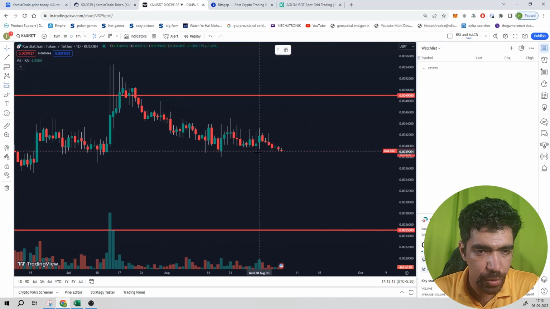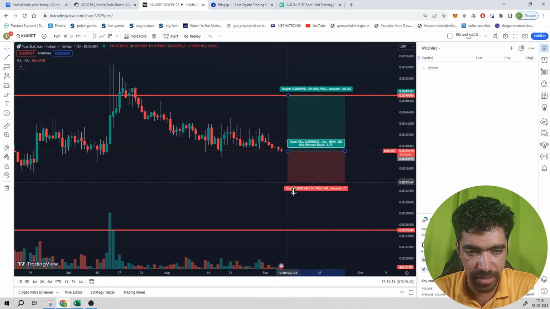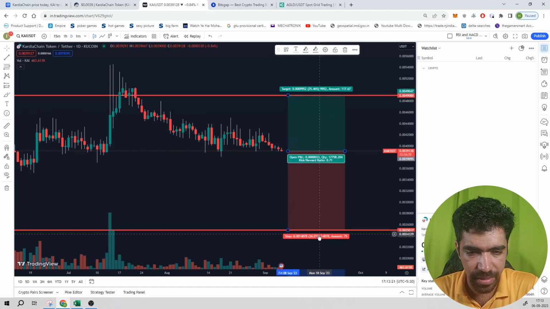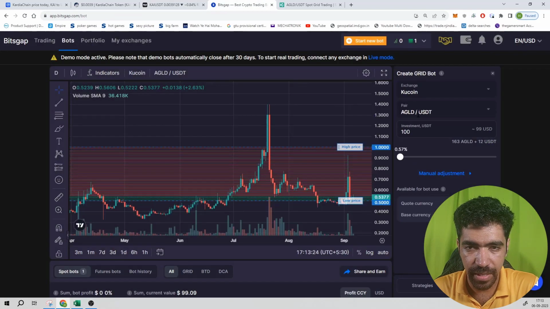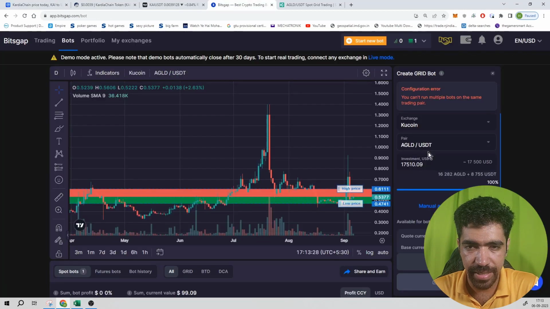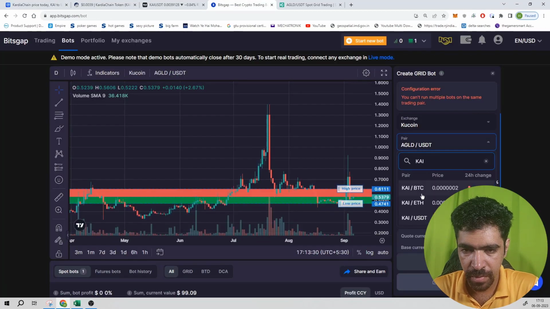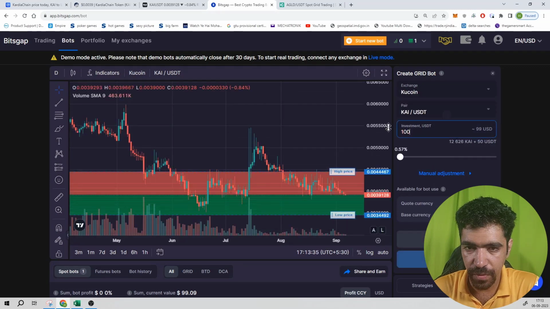Alright, now let us use the long position. Select the market price. The high price is at 0.0049, which is 25.46% on the upside, and the downside is 36.01%. Now select Bitscape, go to start bot, grid bot, investment is $100. The ticker is KAI, so you can select KAI over here. Select the USDT pair. Let us keep the investment equal to $100.